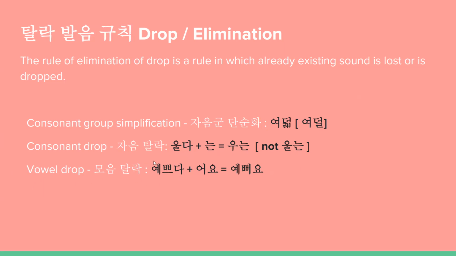So the dictionary form is 예쁘다, and we want to say beautiful in the present tense. So it will be 예뻐요. As you can see here, we dropped and omitted the sound, right? That's called vowel drop. That's 모음 탈락.